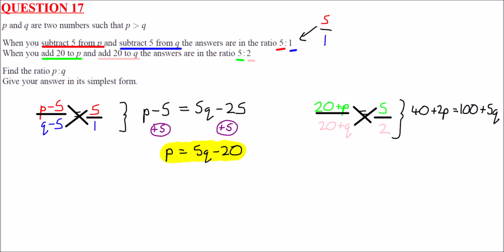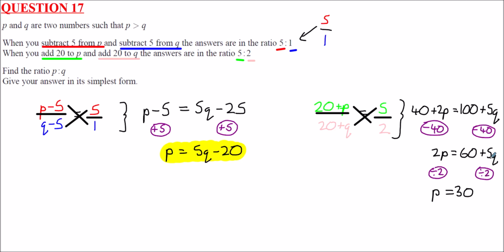If we now aim for having P on its own, we can take 40 from both sides, and that will give us 2P equals 100 take 40 is 60 plus 5Q. Finally, if we halve both sides of this relation, we'll get P on its own. So 2P divided by 2 just gives us 1P. 60 divided by 2 is 30. And 5Q divided by 2 gives us 2.5Q.